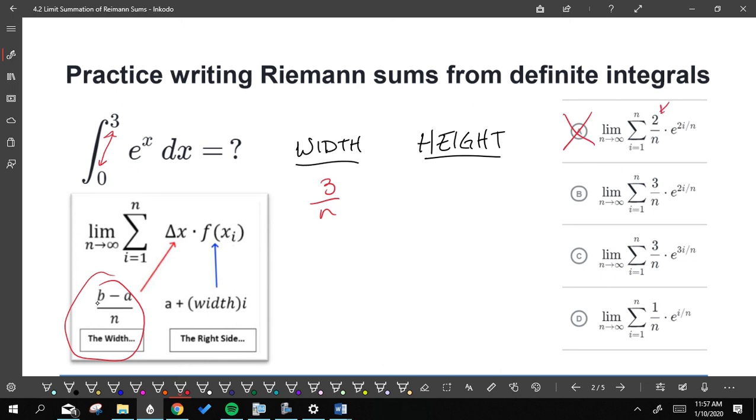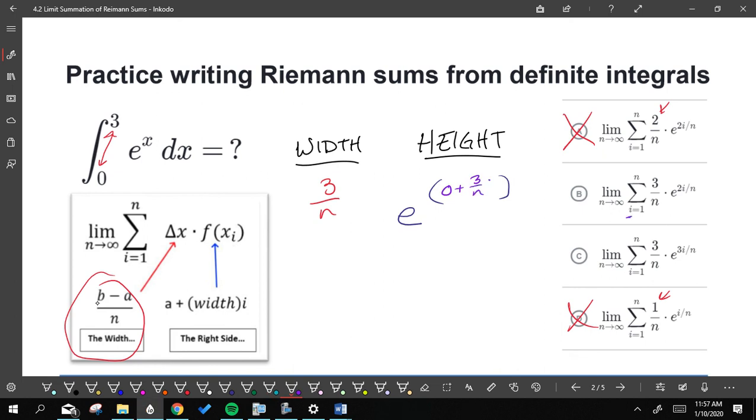Then we're doing height. Our function is e to the x, and up there I'm doing upper bound plus the width. I'm sorry, lower bound plus the width. So, Simon, what's that going to start off with? It's going to start off with 0 plus 3 over n, and in this case, my rectangle is represented by the letter I, so 3 over n times I. So what is the right answer here, B or C? It's C, because there's a 3 there, and that one's got a 2.